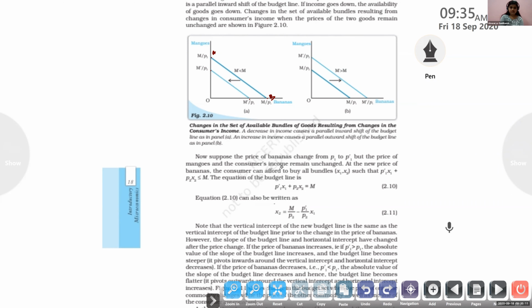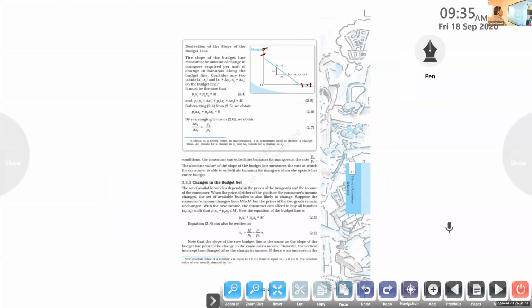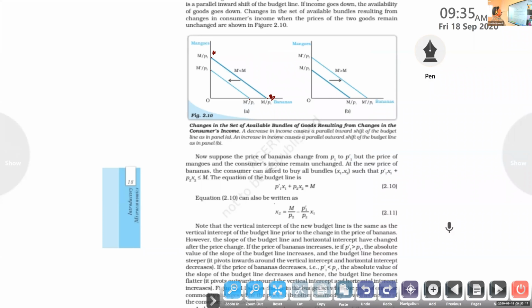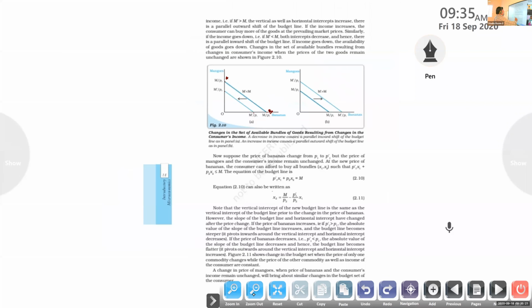Yes, sir. Okay, so vice versa. If income decreases, what will happen? Another new parallel line will be created, but it is close to the origin. Similarly, the income goes down, that means M1 is less than M. Both intercepts decrease, and hence there is a parallel inward shift of the budget line.